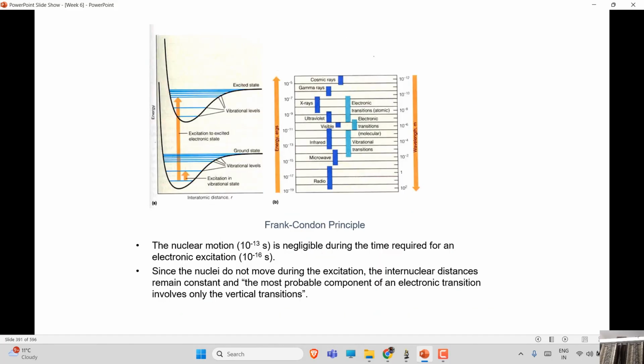Okay, so nuclear motion is negligible during the time required for an electronic excitation, and since the nuclei do not move during the excitation, the internuclear distances remain constant, and the most probable component of an electronic transition involves only the vertical transition.